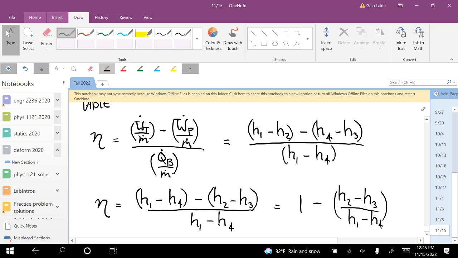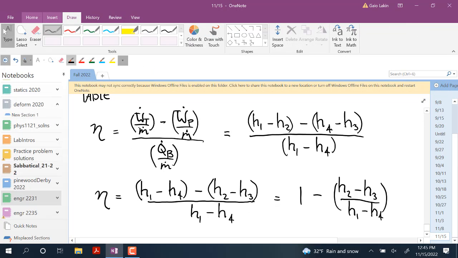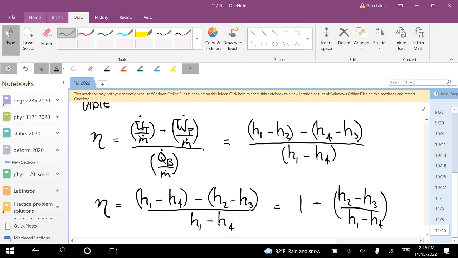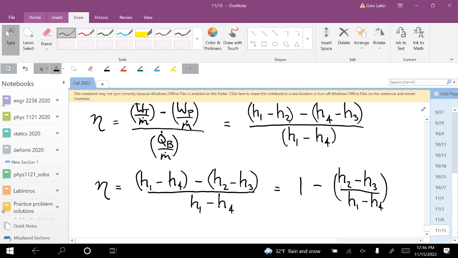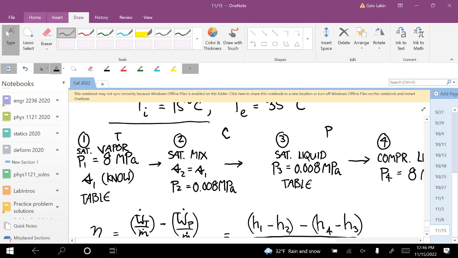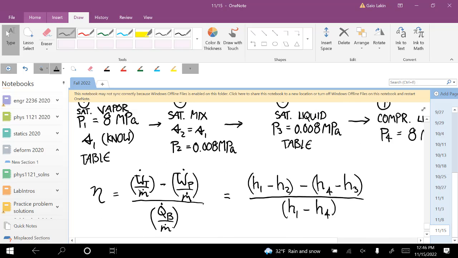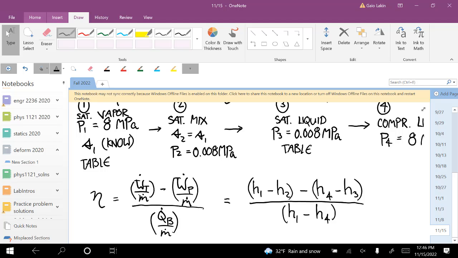Is that the expression that I had before? Look. It is? Okay. So that's what we're trying to come up with. And so in order to get that thermal efficiency, what we'd like is to have the enthalpies at every one of these states. We already know we can look up the enthalpies at two of those states. Okay, so let's look up the ones that we can.